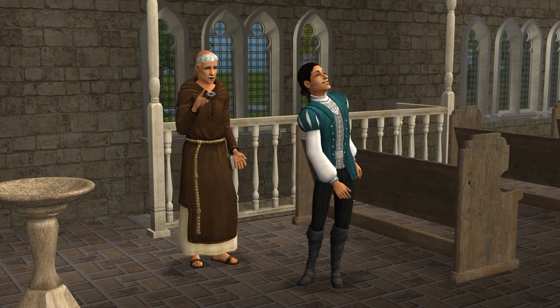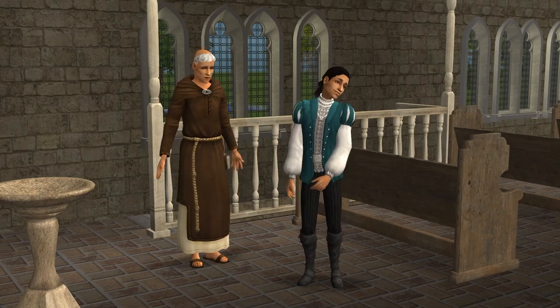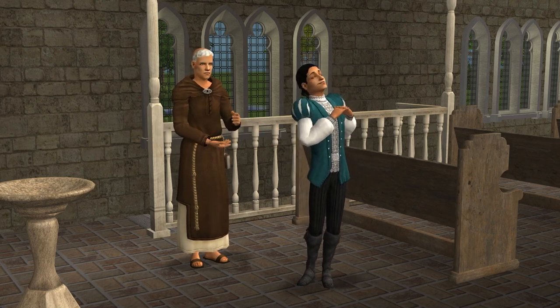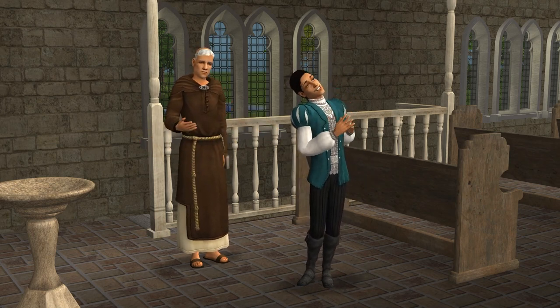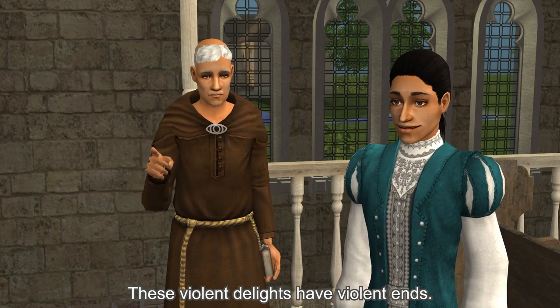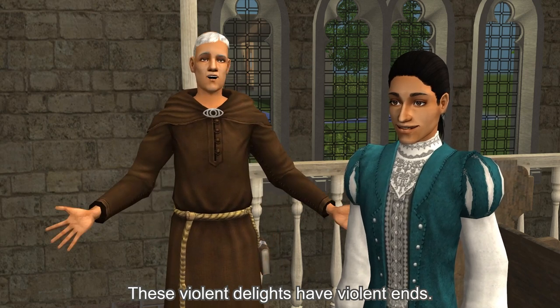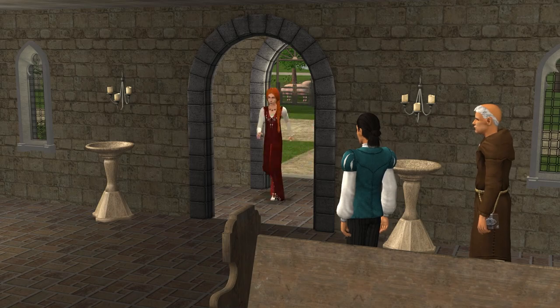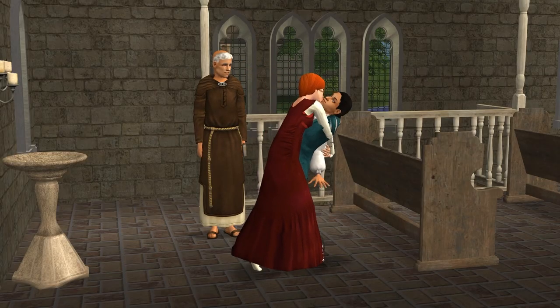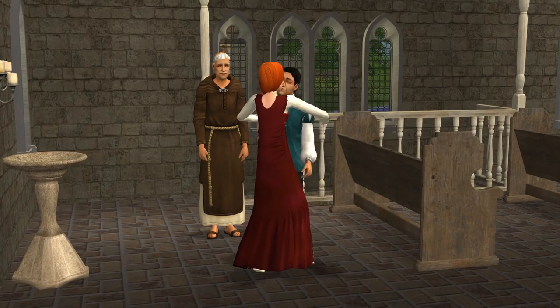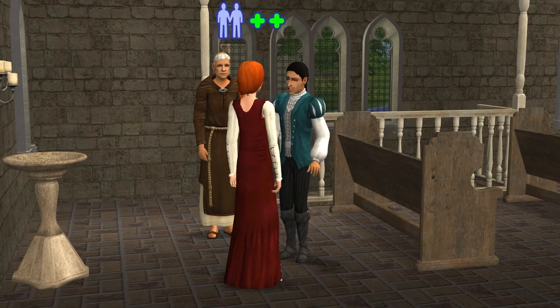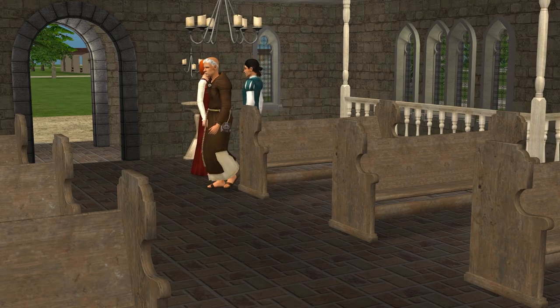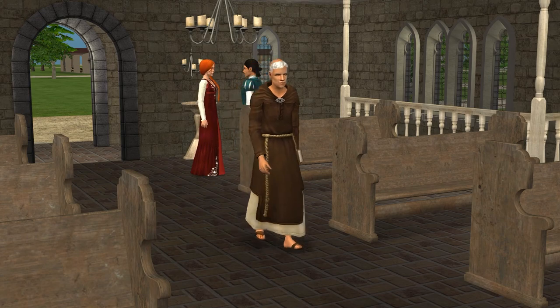At the friar's cell, Friar Lawrence tries to temper Romeo's passion and excitement with some words of wisdom, but Romeo isn't listening. Juliet arrives and rushes to embrace him. And Friar Lawrence asks them to follow him so they can perform the marriage ceremony.